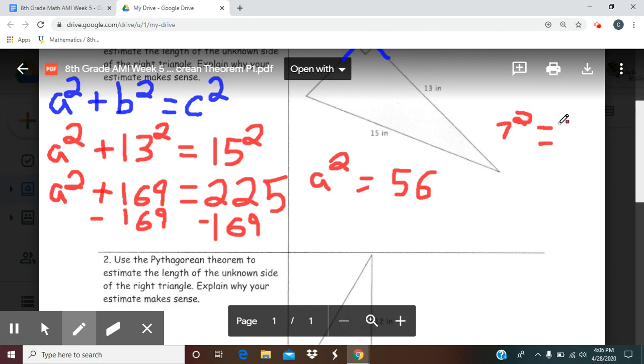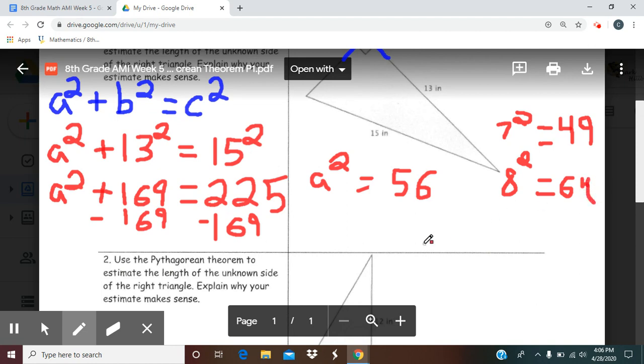So what I can say about a squared is that it is a number between 7 and 8. So that's what we would mean by estimating what the side length is equal to currently. In our next lesson, we will be looking at how to find a better approximation, you could say. But for today, we can just leave it as a is between 7 and 8.